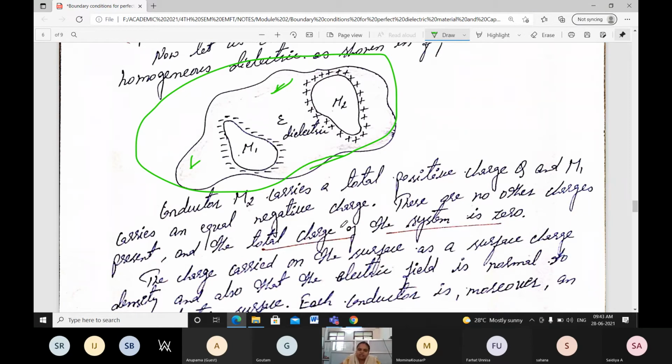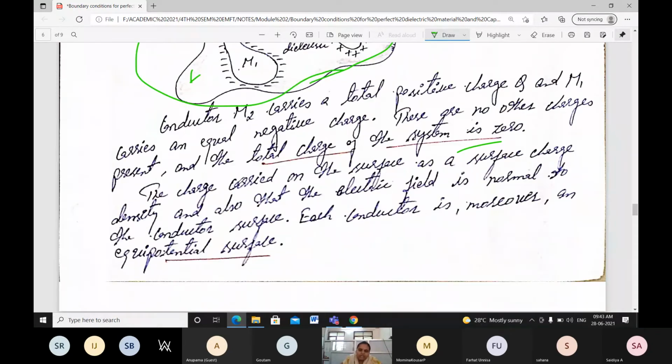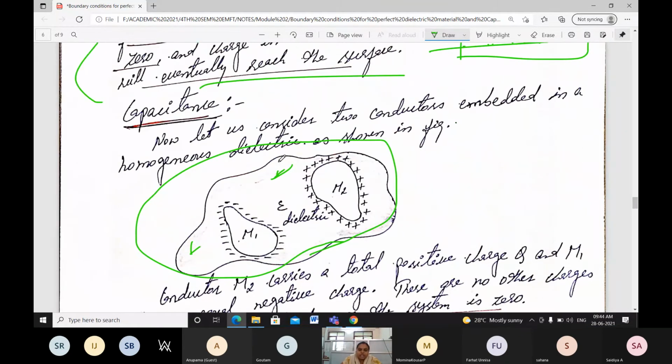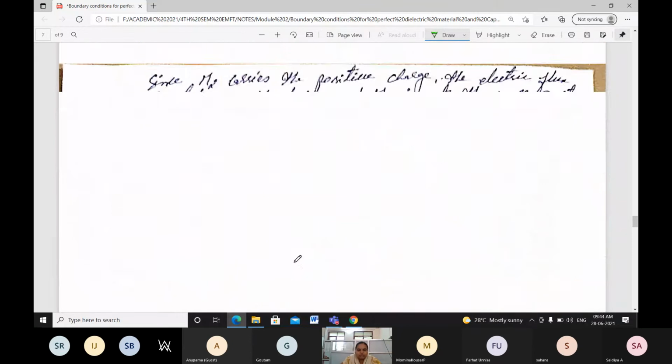Then the total charge of the system is equally positive and equally negative, meaning the total will be 0 only. Plus Q and minus Q, what will you get? 0 only. The charge is carried on the surface as a surface charge density, and the electric field is normal to the conductor surface. Each conductor is an equipotential surface. What is taken here is an equipotential surface, which you have to remember.